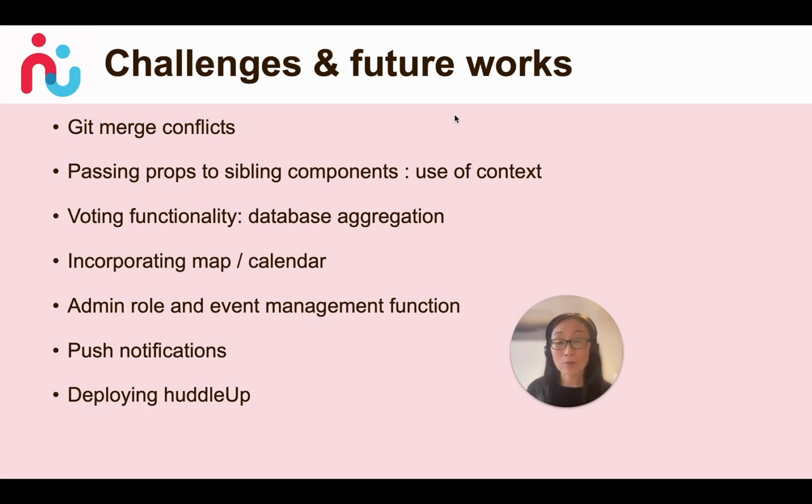This app has a lot of potential. For our MVP, we focused on making suggestions and voting for meetup locations only. Event dates, times, and types can also be voted on, and there could be map and calendar integration for choosing and viewing locations and dates. Other features that we can add are allowing the admin to manage events and sending alerts and messages to users.